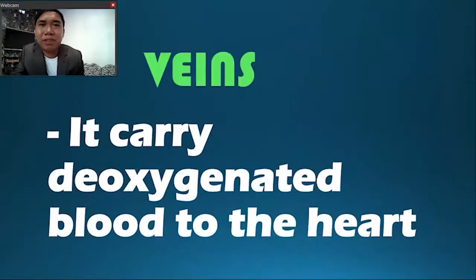Now, the next blood vessel is the veins. It is a little smaller than the arteries. What is the function of veins? The veins carry deoxygenated blood to the heart. So the veins are usually much longer than the arteries.